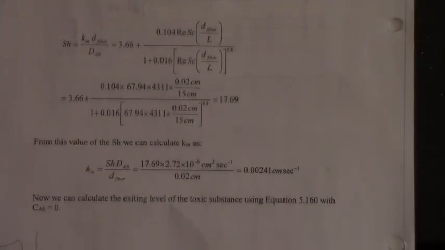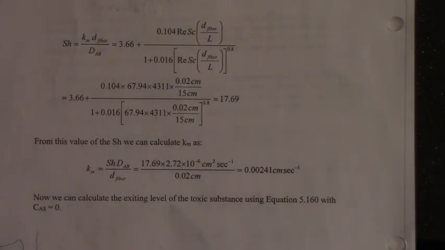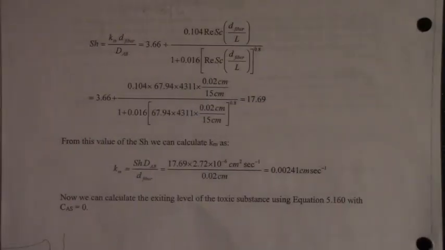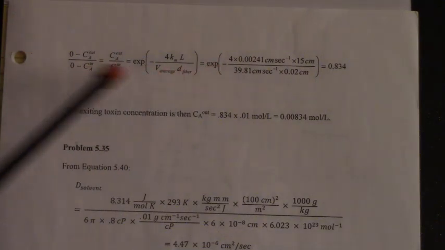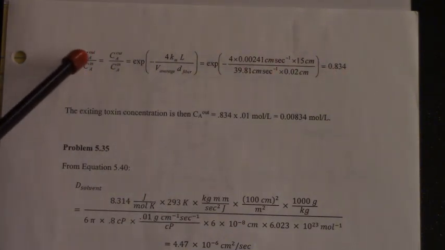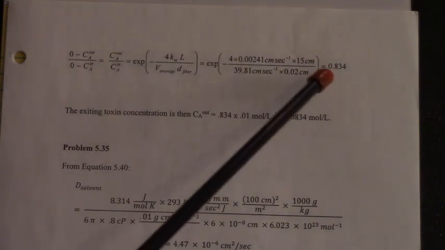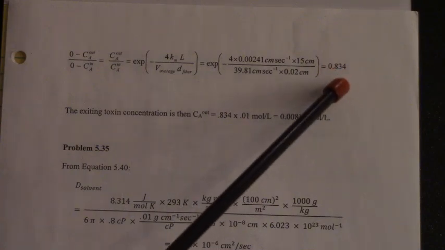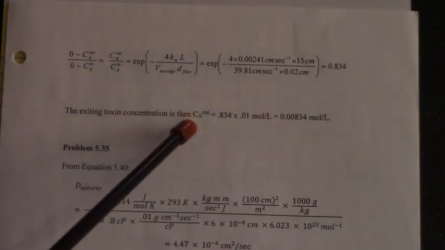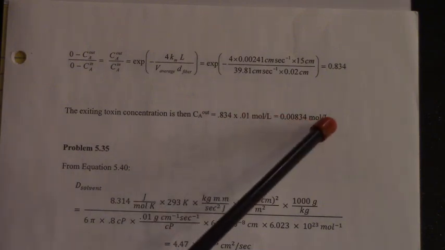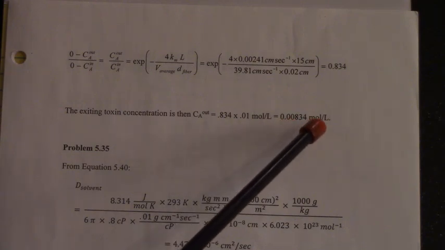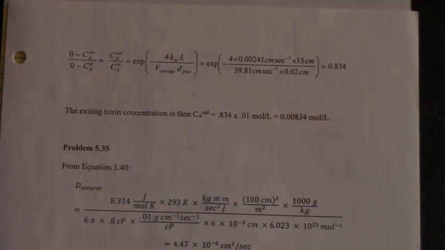And then we can calculate the exiting level of the toxic substance using equation 5160 with a surface concentration equal to 0. Okay, and then from equation 5169 we can calculate the ratio of the concentration of the toxic material out relative to the concentration in, and that becomes 0.834, and we get the exiting toxin concentration is 0.834 times the entering concentration, and we get this particular concentration here, 0.00834 moles per liter is our final answer.